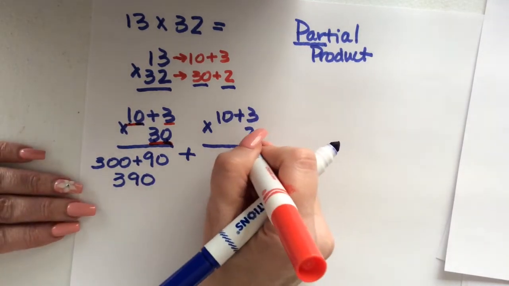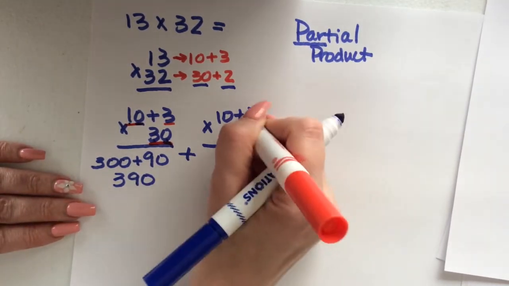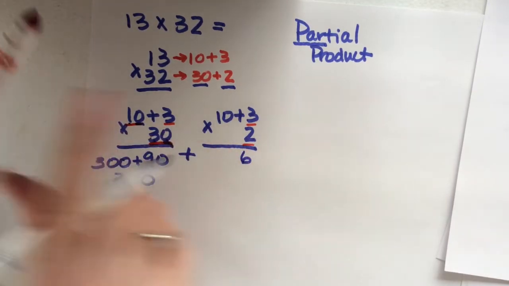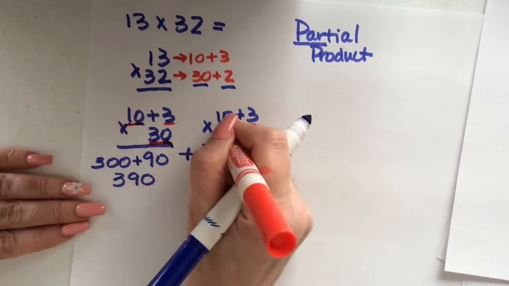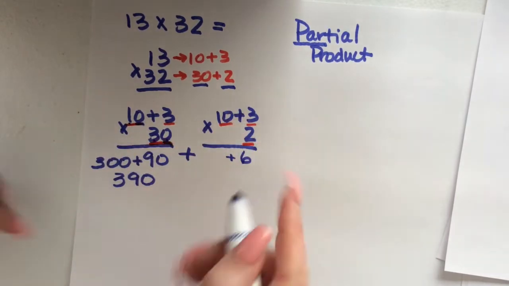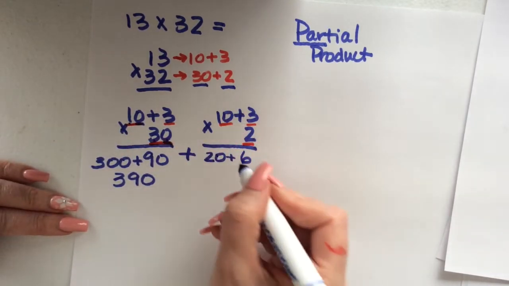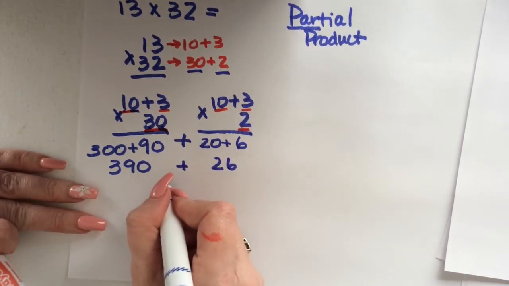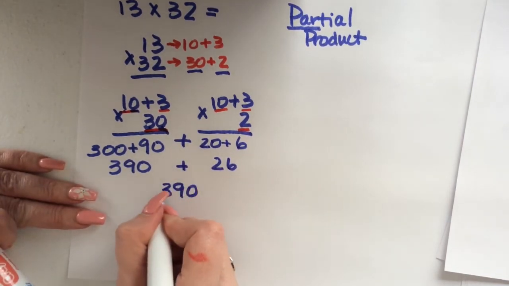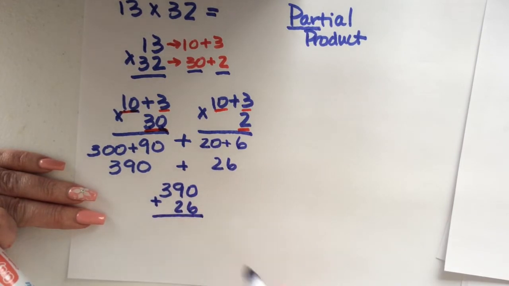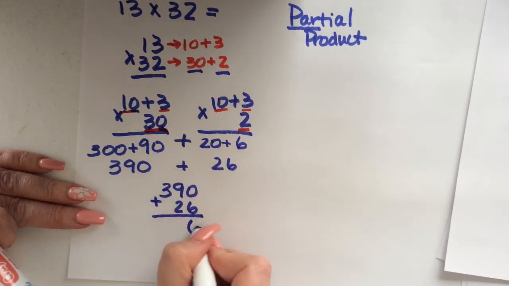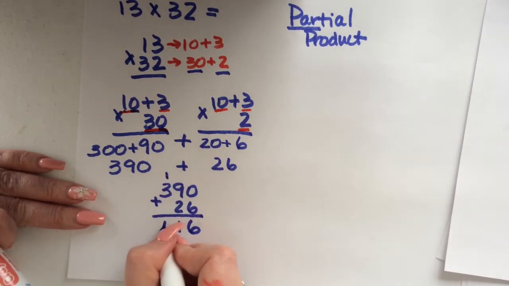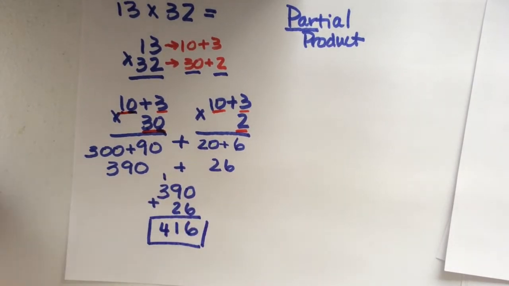Now I do the same thing. I want my 3 2 times, and I also want my 10 2 times, which is 20, which gives me 26. Then I need to combine those two parts to find our total product. 0 plus 6 is 6, 9 plus 2 is 11, regroup the 1, and we get 416.